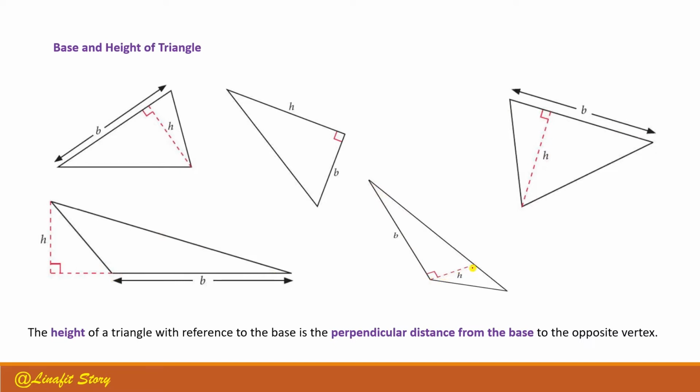The height of a triangle with reference to the base is the perpendicular distance from the base to the opposite vertex. So the base and height must be perpendicular to each other, or make 90 degrees, or look like the letter L or letter T.